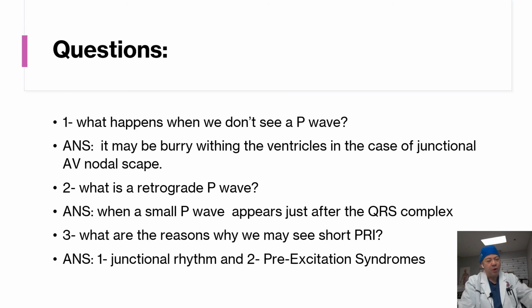Now, these questions I'm going to have for a test for my students. Okay, what happens if we don't see a P wave? That's a very common question. Normally, we don't see a P wave because sometimes it's hiding within the ventricular activity, within the QRS complex.